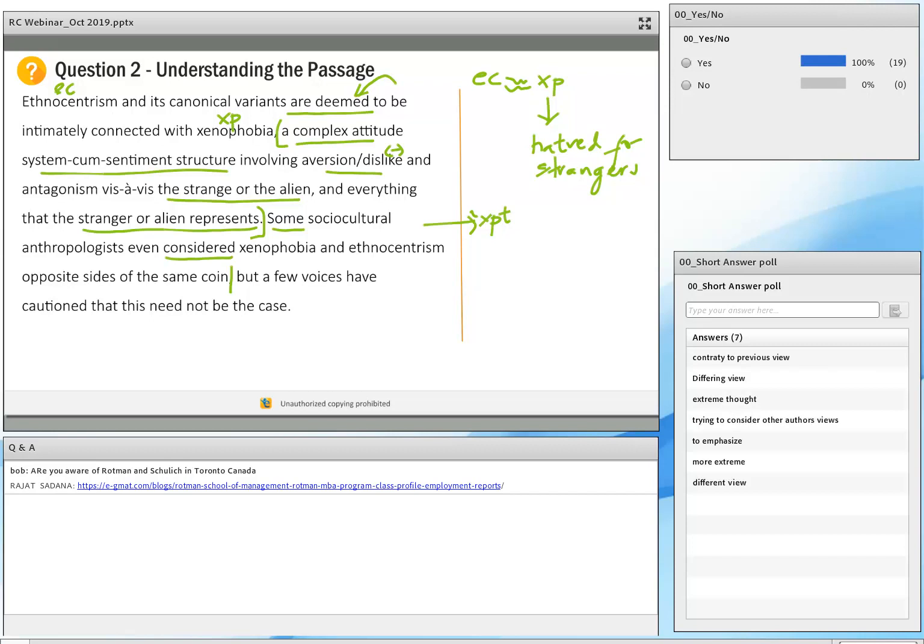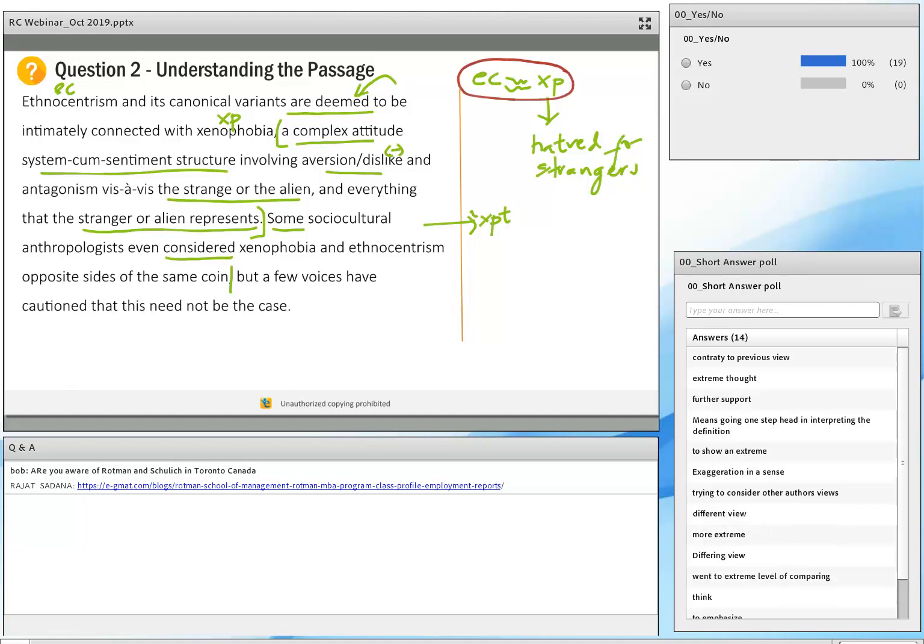Now, if you notice here, in the first paragraph, in the first line, the author said that there is this view that EC and XP are closely connected. Now he's saying that, let's say group A thinks that, but there is this other group B that takes this connection even to another extreme, saying that XP and EC are opposite sides of the same coin.